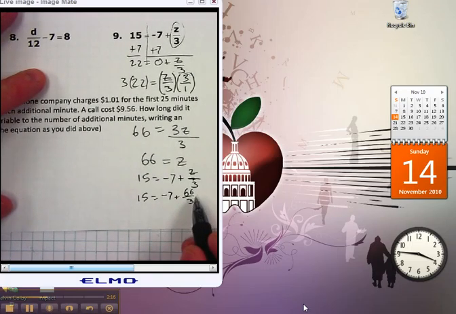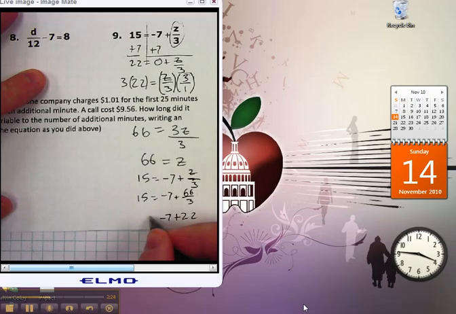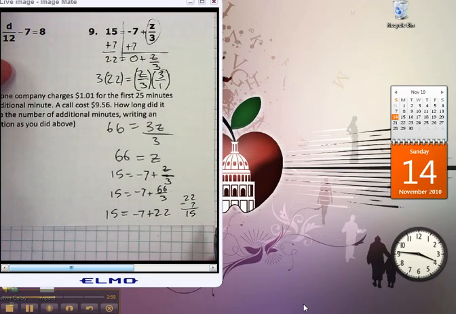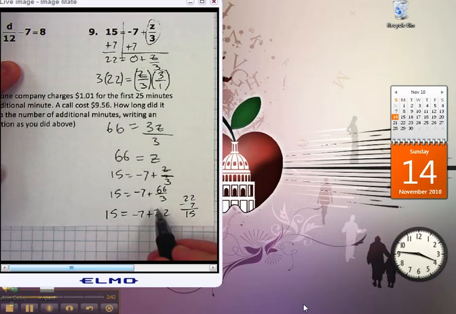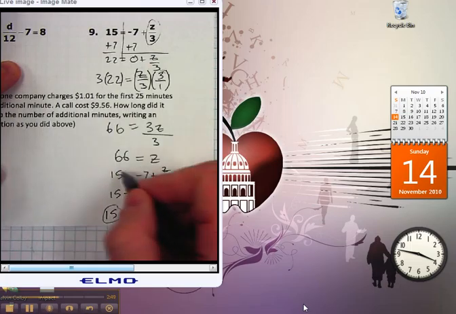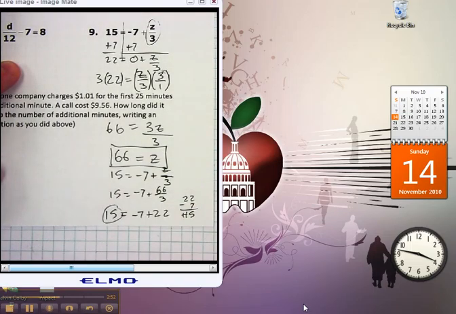Order of operations, we have to do this division first before we do the addition. So 66 divided by 3 is 22. -7 plus 22 should equal 15. And 22 plus -7, if the signs are different, we find the difference. So 22 minus 7 is 15. And then we keep the sign of the integer that's furthest from 0, which is positive 22. So it is positive 15, which matches what we were expecting. So our answer for z equals 66 is correct.